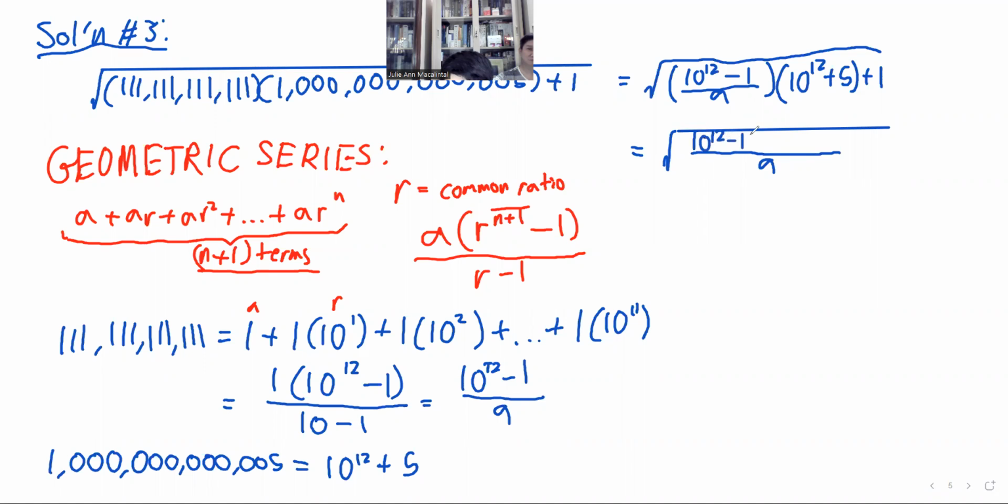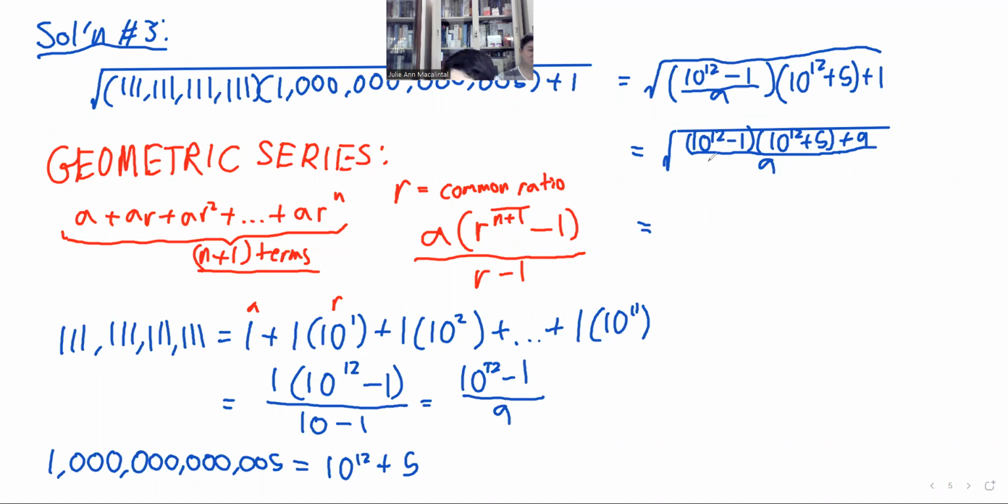Ten to the 12 minus 1, 10 to the 12 plus 5, plus 9. And then now we can simplify this by first expanding the 10 to the 12 minus 1 and then the 10 to the 12 plus 5.